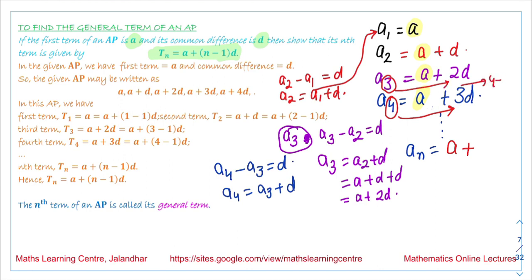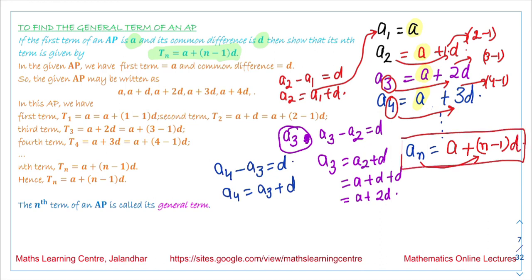So this 3 means we are writing 4 minus 1. 2 means we are writing 3 minus 1. 1 means we are writing 2 minus 1. So when it is n, the value we have is n minus 1 into D. So we are saying that AN is equal to A plus n minus 1 into D, and this is the nth term. This is the formula for the general term or the nth term of an AP. The nth term of an AP is also called the general term.